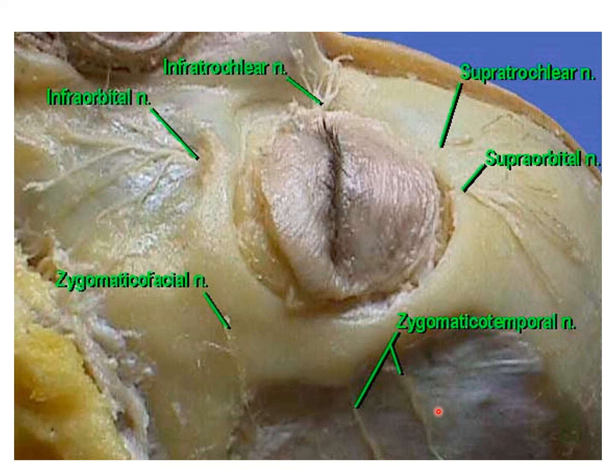And on this image, you can see the zygomaticotemporal branch of the maxillary nerve carrying postganglionic secretomotor fibers to the lacrimal gland, reaches the lateral aspect of the orbit where it communicates with lacrimal branch of the ophthalmic division of the trigeminal nerve to convey these postganglionic fibers to the lacrimal gland.